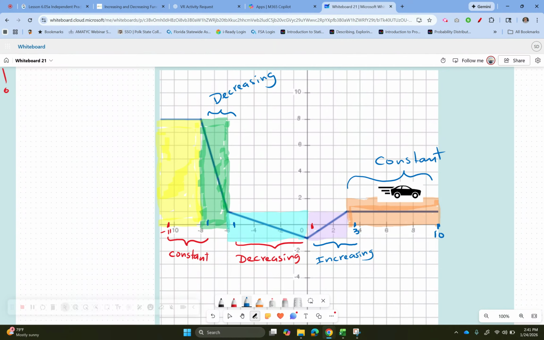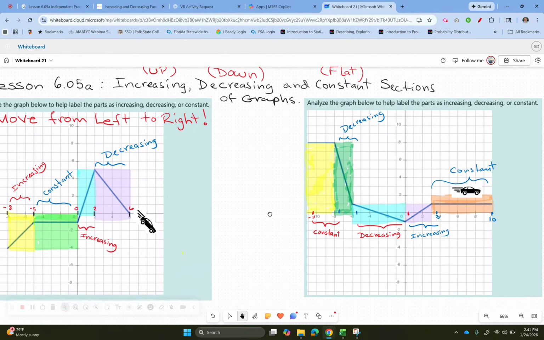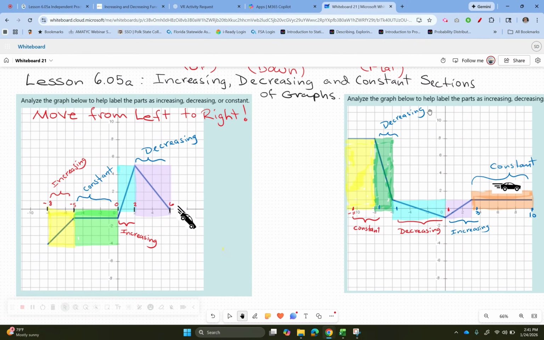That's the whole idea of what we're doing in this lesson, 6.05A. I hope this helps.